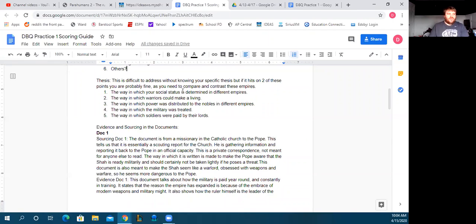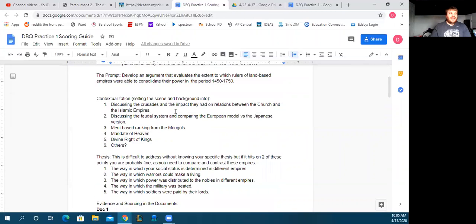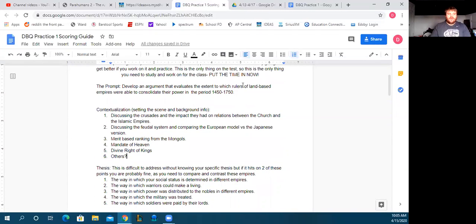The way in which your social status is determined in different empires is something you could talk about, making up essentially the court to the king, however they hold power. The way in which warriors could make a living, that also kind of factors into this. The way in which power was distributed to the nobles in different empires, that's going to be the easiest and most direct one. The way in which the military was treated and the way in which soldiers were paid by their lords.